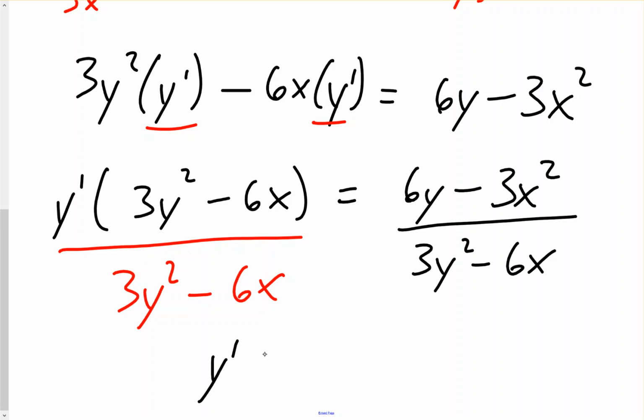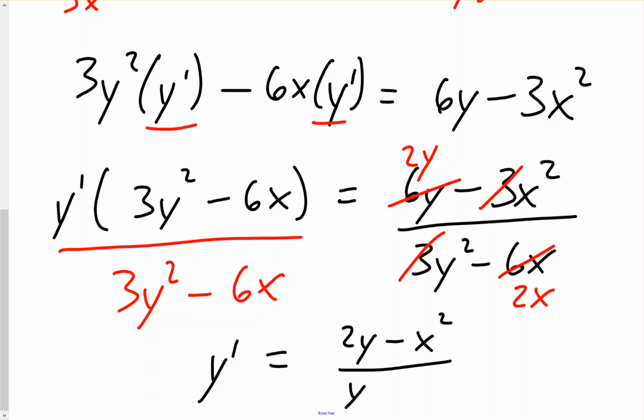Okay, so we're left with y prime equals, now we have the 6 and the 3's. We could divide all these by 3 to reduce them. So 6 divided by 3, that's going to be a 2y. 3 divided by 3, that's just regular x squared. That's gone. And then 6x divided by 3 is 2x. So then our derivative is (2y minus x squared) over (y squared minus 2x).